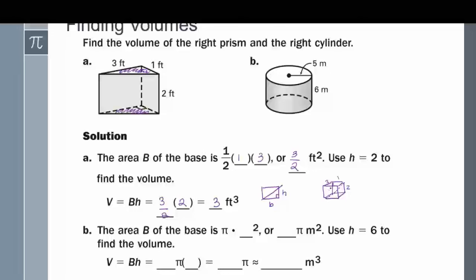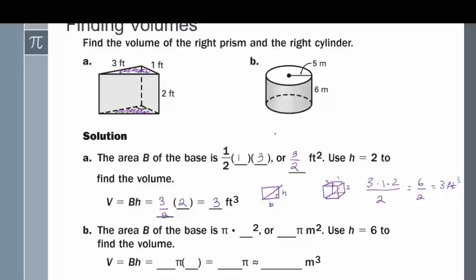In order to find the volume, what I could do is multiply the length times the width times the height, which is 3 times 1 times 2. And then since I cut it diagonally, I would just divide this by 2 or multiply it by 1/2, same thing, and I would get 3 times 2, which is 6. 6 divided by 2 gives me 3 feet cubed.